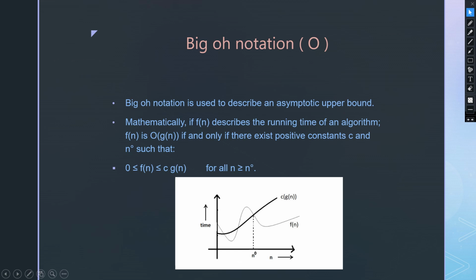So big O notation gives us the upper bound limit. If we see in this graph, our f of n goes upward and then downward. If this n naught condition is satisfied, then c into g of n acts as the upper bound. This describes that our algorithm does not go beyond this. This is the upper bound of an algorithm, and here n is the input size.